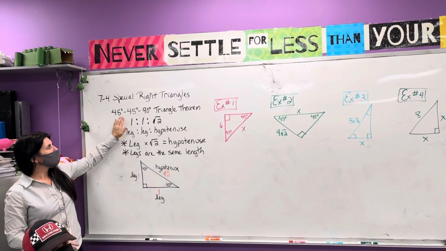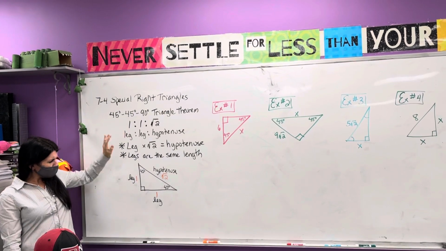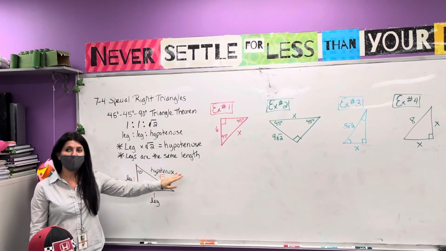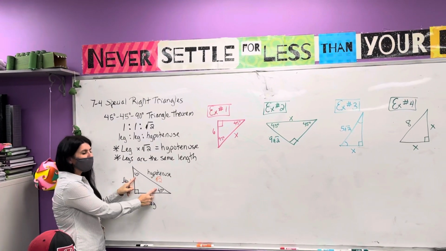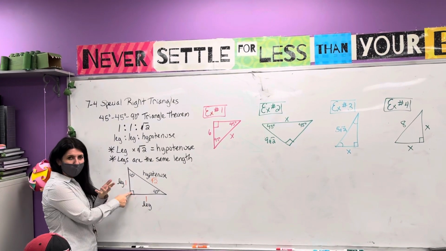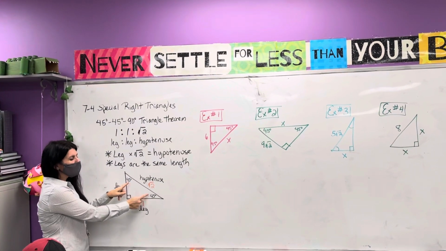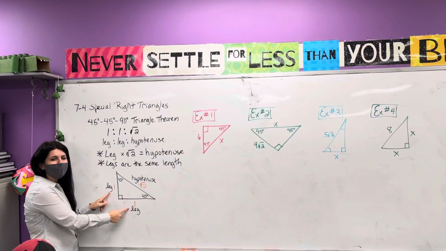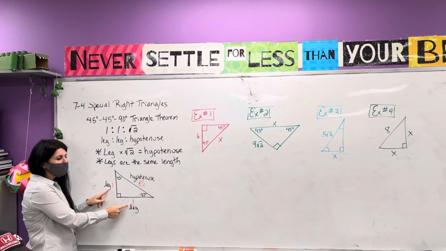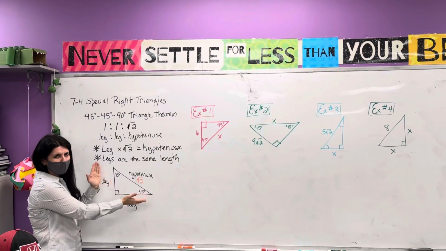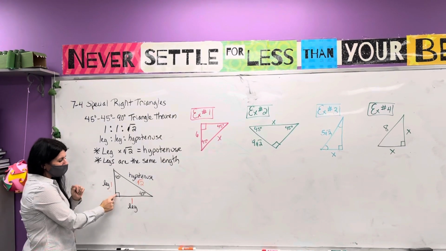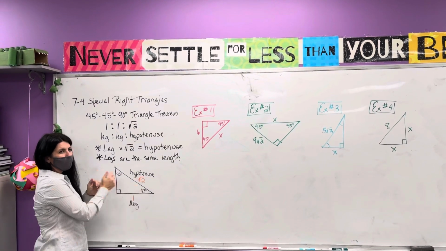So the first one I want to talk about is 45, 45, 90. Understand what the picture looks like. We have two 45-degree angles and we have a 90-degree angle, obviously. Because we have two 45-degree angles, we have two legs that have the same length. Remember, the legs are the part that make up the 90-degree angle. Directly across from your 90-degree angle is your hypotenuse.